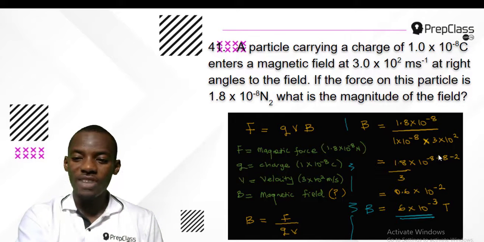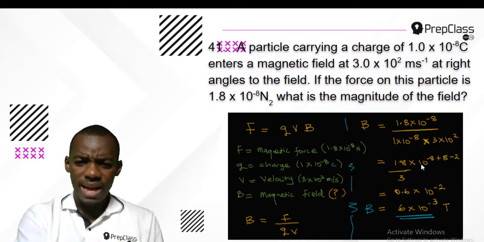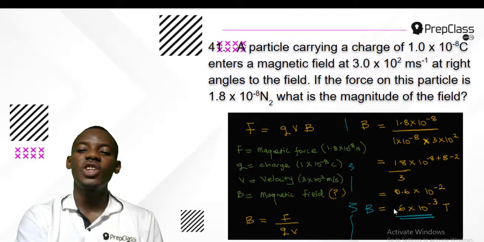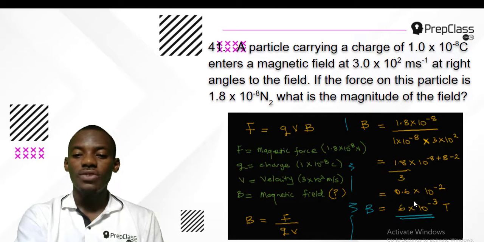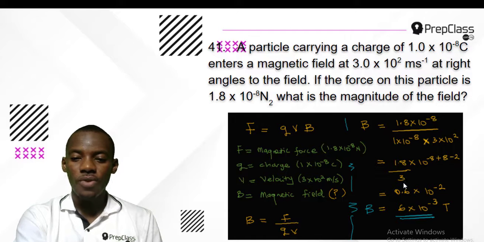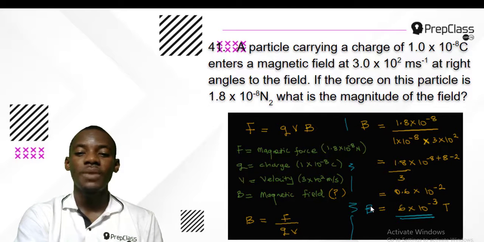Okay, so that's what I have here. So 10 to the power -8 and 10 to the power 8 will become 1. They will cancel out. Remaining 10 to the power -2, and that's it. So we have 1.8 divided by 3, that's 0.6, times 10 to the power -2 as the final answer. If you put it in standard form, that means you will move the point from here to the front of the 6. That will become 6 times 10 to the power -3 Tesla. And that is the answer for the magnetic field.